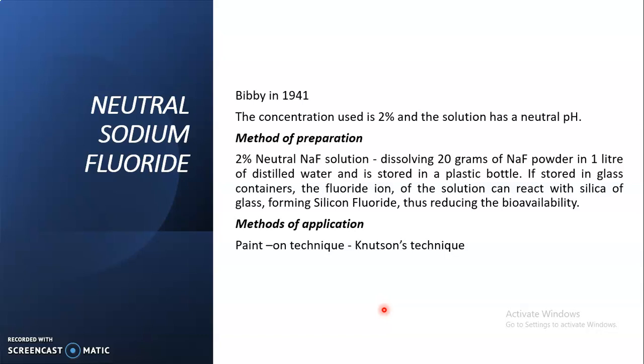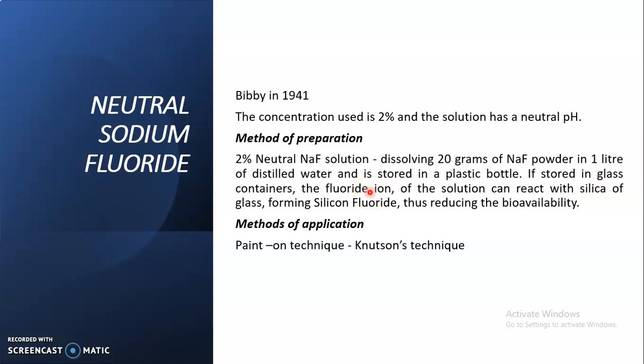So first, coming to neutral sodium fluoride. These are all important short note questions. Your neutral sodium fluoride, stannous fluoride, and acidulated phosphate fluoride have been very frequently asked as short note questions. First is neutral sodium fluoride, which was introduced by Bibby in 1941. The usual concentration used is 2% and the pH is neutral. So how do you prepare this 2% sodium fluoride? When you dissolve 20 grams of sodium fluoride powder in 1 liter of water, it forms a 2% solution.